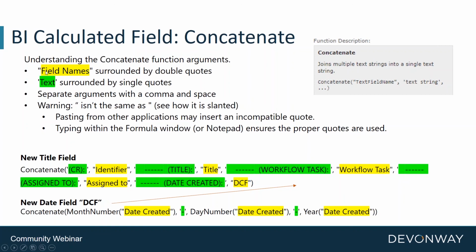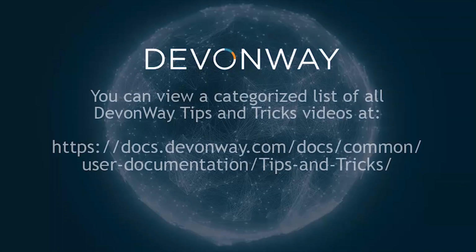And then the text in between all of those is just what's highlighted here in green. So in between any single quote, you can put whatever you want in there. And then separating each of those sections is simply a comma and a space. And again, be careful when you're using Word, as that may cause some issues. And here is the text to concatenate that date created field using the month number, day number, and year functions within that. So that covers the concatenate. Hopefully that's something you find useful.